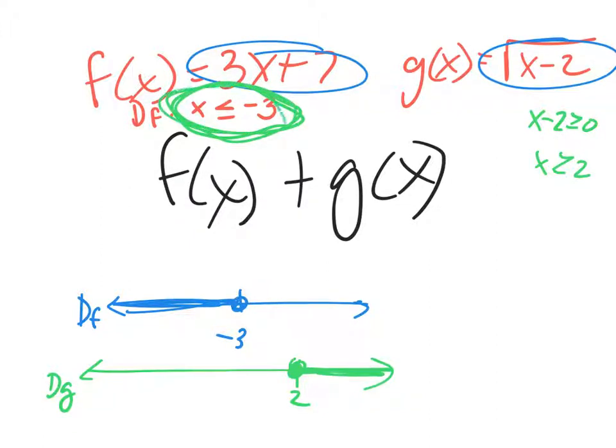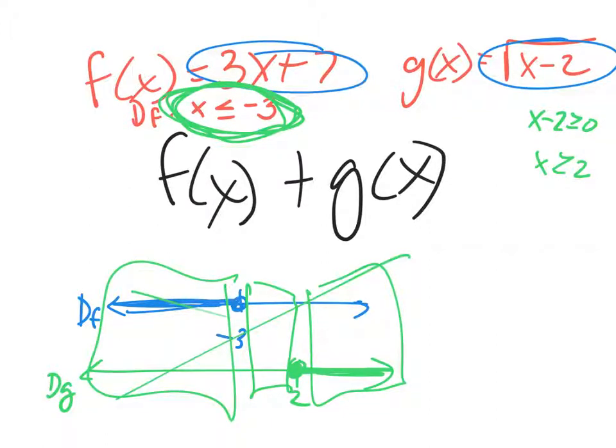You can't use any negative numbers. Because why? Because they told us that. They gave us that domain. Okay? Do you get how nothing overlapped here, and therefore I can't, I mean, it doesn't work there, it doesn't work here, it doesn't work here. There's no place that it works. So there's no solution.